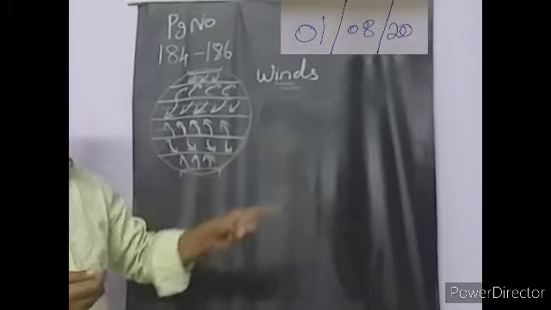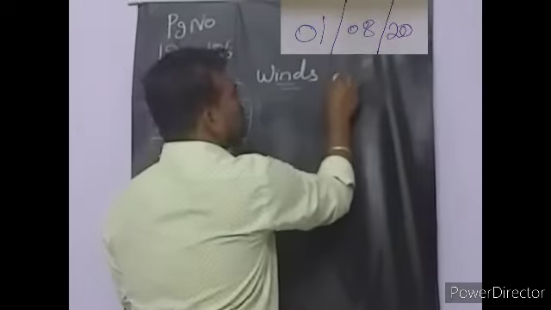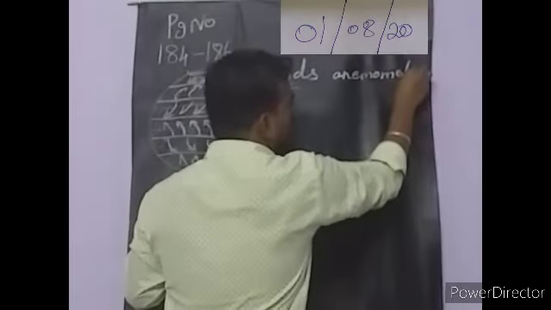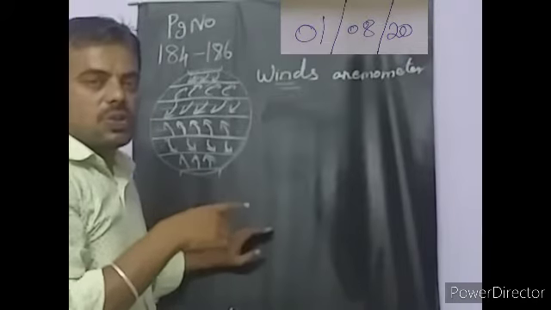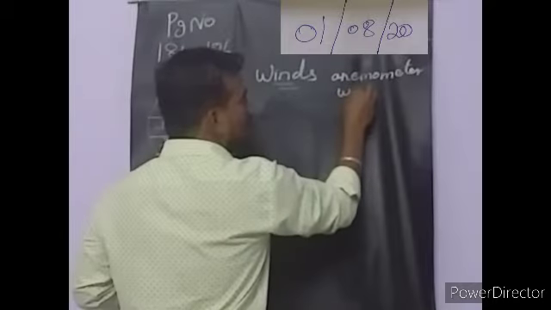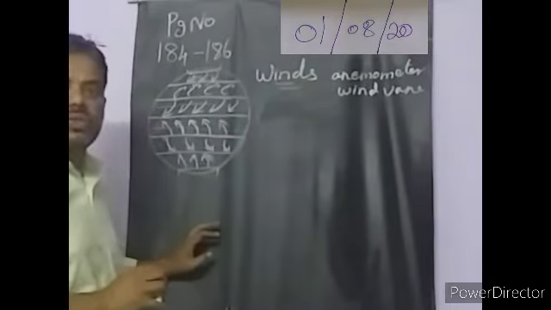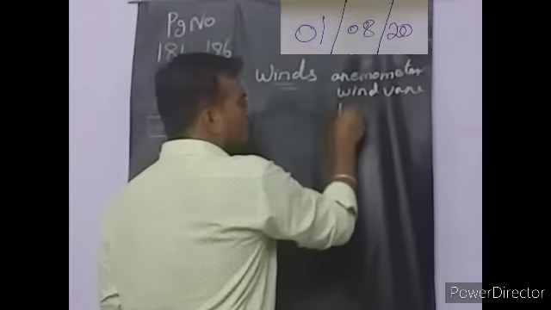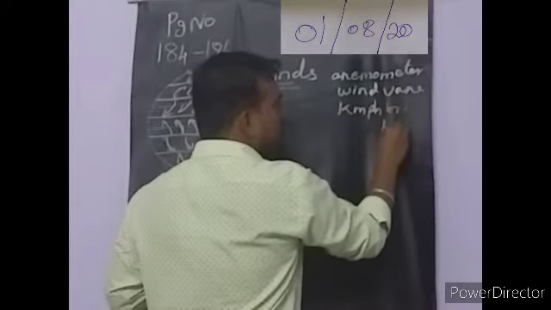So this wind is measured by a certain instrument. The anemometer, what is that? The anemometer is an instrument for measuring the speed of the wind. And the next one, from which direction it is blowing, we can find by the use of a wind vane. The speed is measured in kmph, kilometers per hour, or knots.